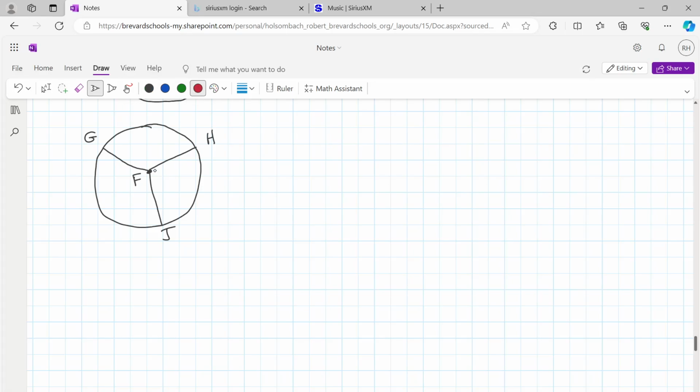Calling this 90 degrees, that doesn't really look like a 90-degree angle. So let's call this angle 100. And we'll call this one 120. And we're going to put the variable x right here for degrees. And we have to find x.